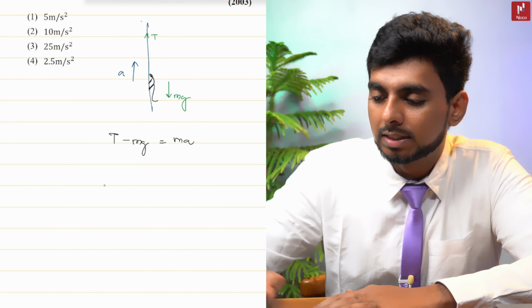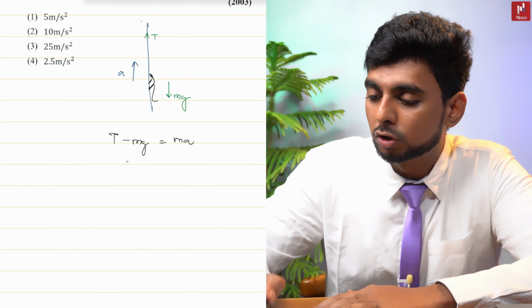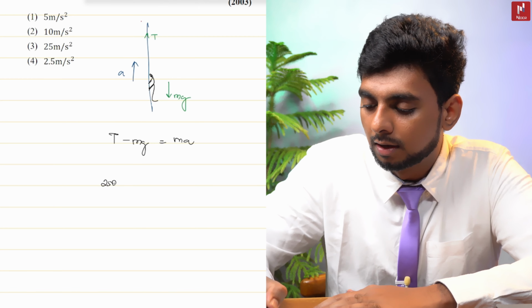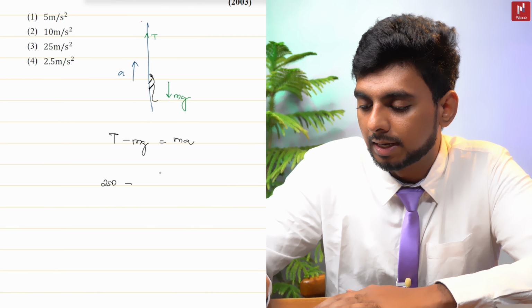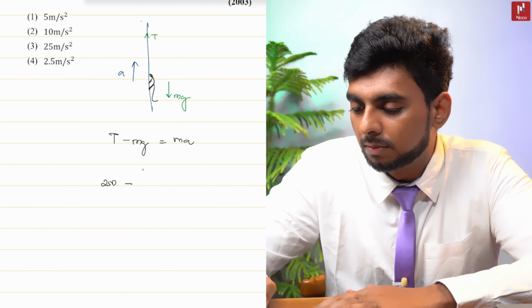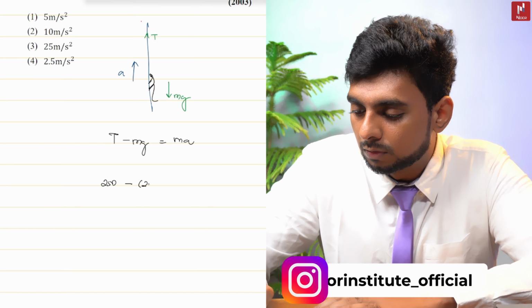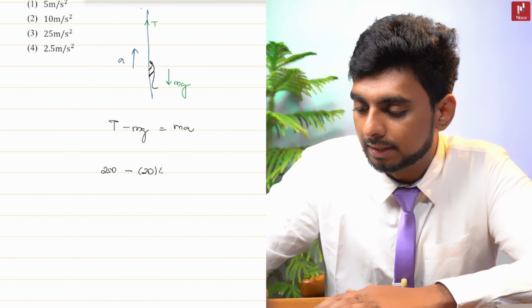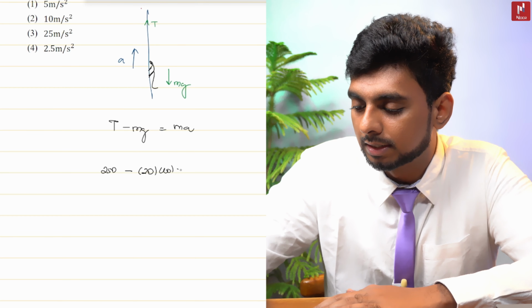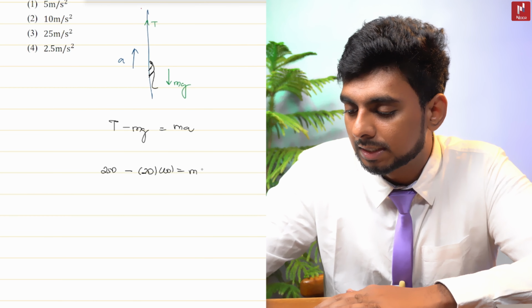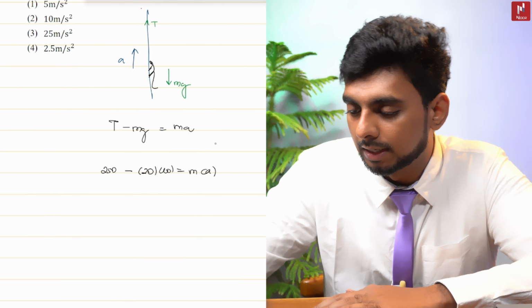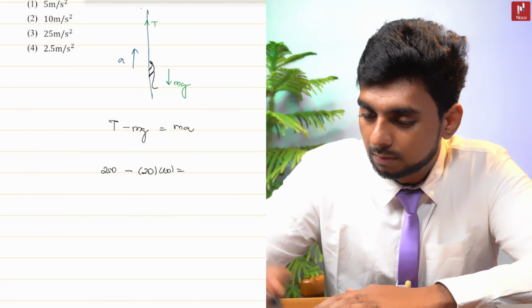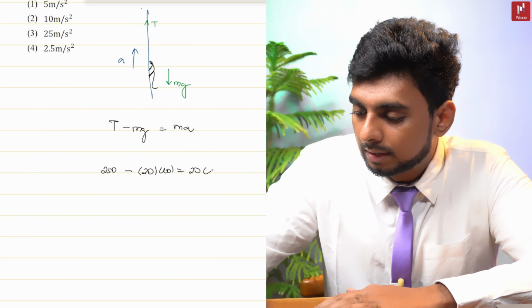So the maximum tension that could actually be possible over here is 250, okay, minus mg, right? So the mass will be 20 kg. So 20, and what they've given related to the acceleration due to gravity is 10. They've given it in the question itself, which will be equal to mass times the acceleration. So a is something that I need to get, right? So that will be 20 times a.